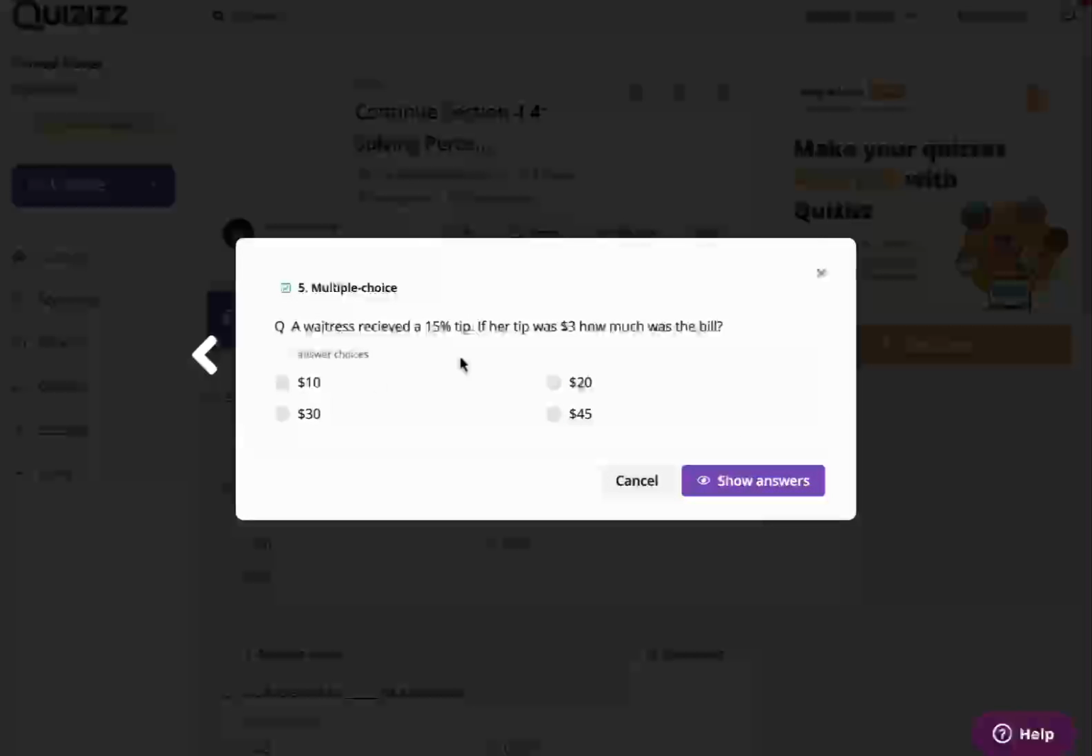It's also a real-life problem. Let's see it. 15% is the tip. And the tip was $3. So the 3 here is part or whole? Whole? Again? Part. This is the part. So 15% is 3. So let's do the same like what we did before.